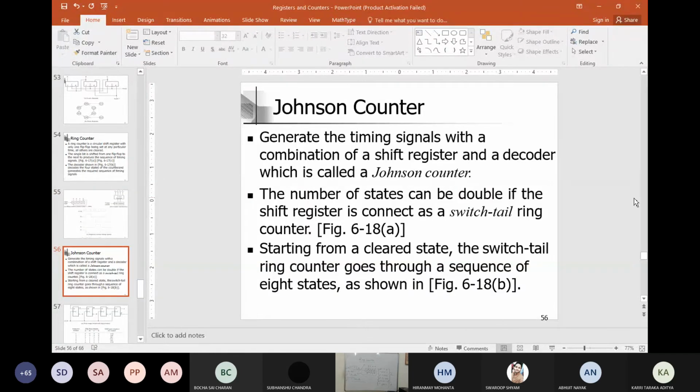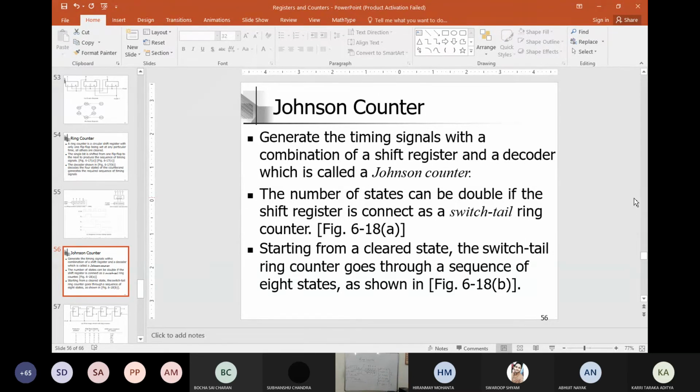What he did was something different. Generate the timing signals with a combination of a shift register and a decoder. He said to use a shift register, and apart from that use a decoder also, then you can generate different sequences. Just try to read the slide. You people also can propose new ones, no problem. It is a combination of a decoder and this one.